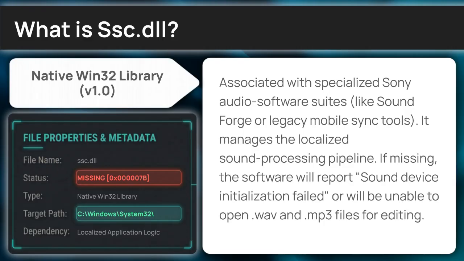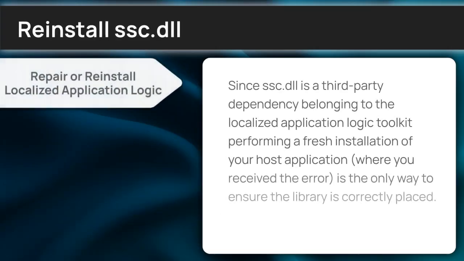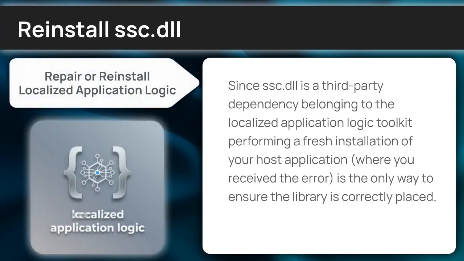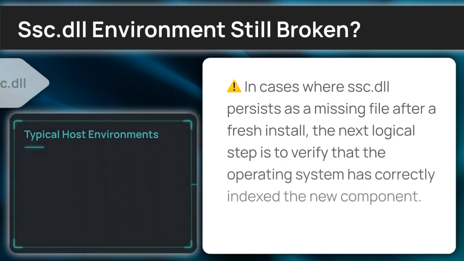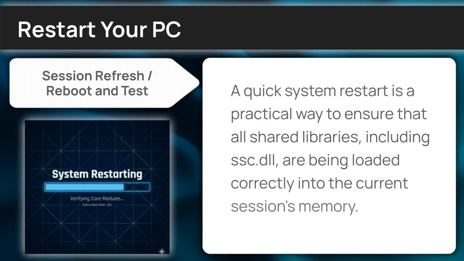Our first move is installing a fresh, clean copy of the library. Since Ssc Library DLL is a third-party dependency belonging to the Localized Application Logic Toolkit, performing a fresh installation of your host application where you received the error is the only way to ensure the library is correctly placed. When a fresh installer fails to clear the error, it typically points toward a deeper conflict within the Windows execution layer. A quick system restart is a practical way to ensure that all shared libraries, including Ssc Library, are being loaded correctly into the current session's memory.